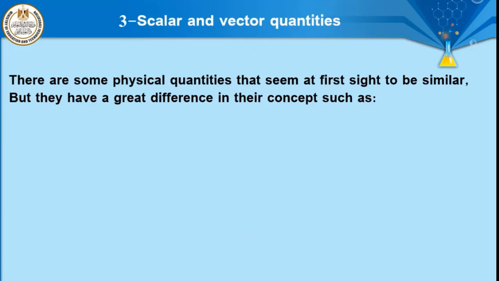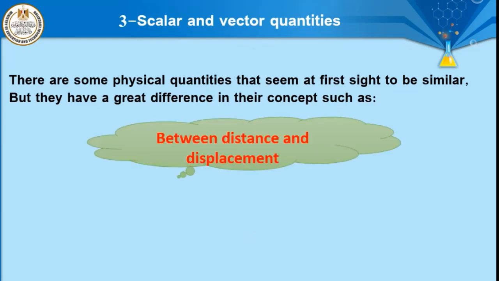This means that there are many physical quantities that seem at first sight to be similar, such as distance and displacement. In English, both mean the length of the path, but in science they are different. Each one has a different definition or concept. Both of them mean the length of the path, the length of motion, but they are different in their concept.